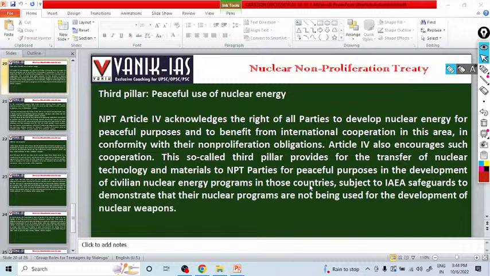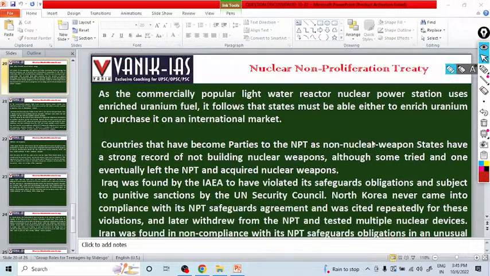So NPT never prohibits the peaceful use of nuclear energy. Peaceful use is permitted, and here the nuclear weapon countries can even help the non-nuclear weapon states to get the benefit of civilian nuclear technology. Fine. And because peaceful nuclear technology can serve the energy needs of many countries, they agreed to support the countries in harnessing civilian nuclear technology. That is one of the most important features.